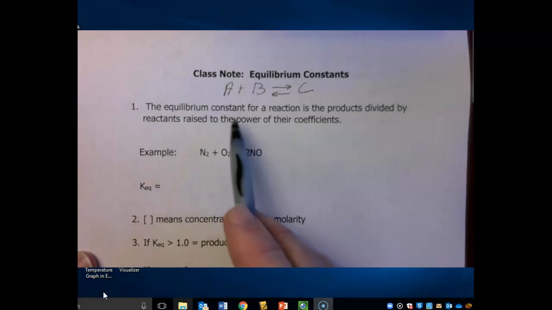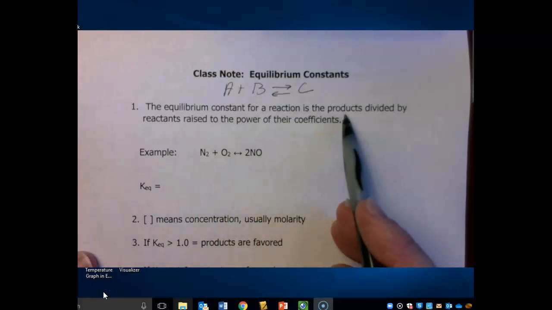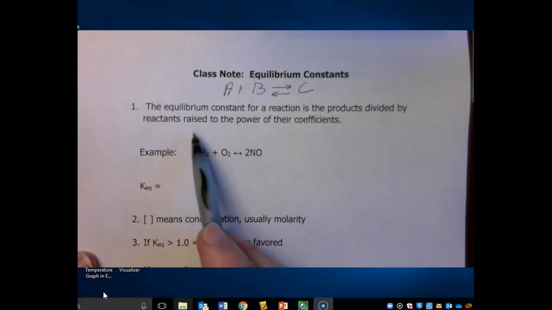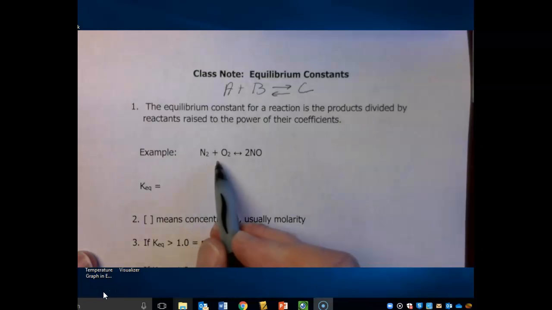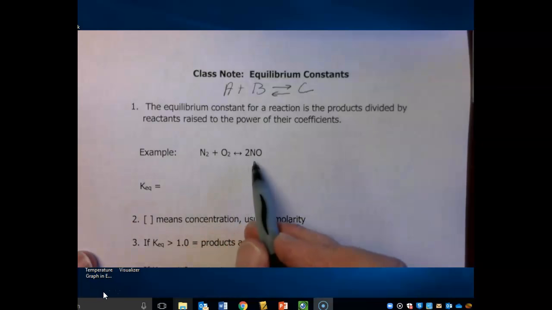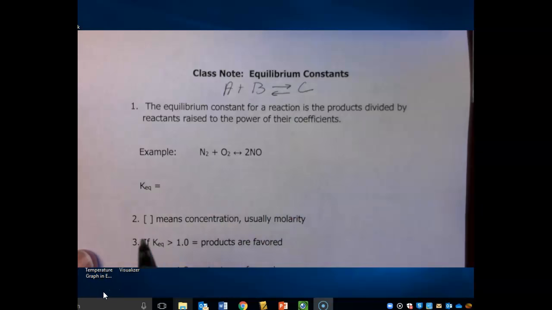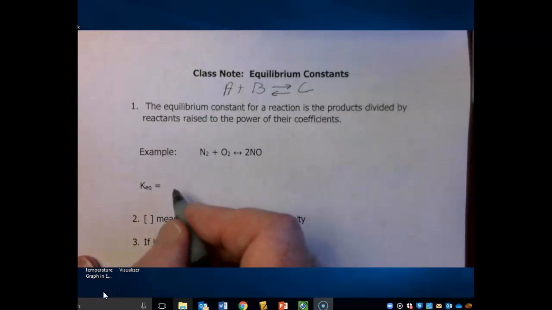Okay, the equilibrium constant for a reaction is the products divided by reactants raised to the power of their coefficients. And it's best to explain what that means with an example. You have nitrogen plus oxygen making 2 nitrogen monoxide. Now this K for the equilibrium constant has no bearing at all to the constant we used for reaction rates earlier in the chapter. This is an entirely different constant. In chemistry we use K a lot for constants, I guess because we can't spell.